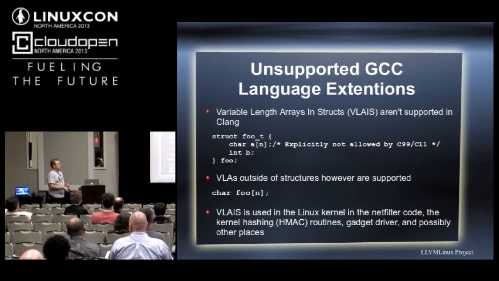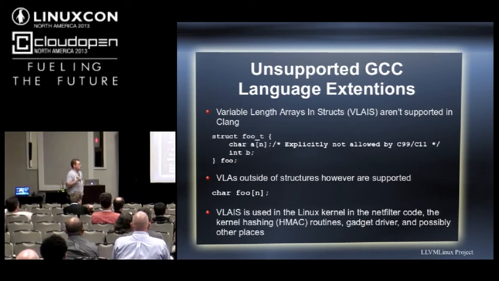The problem is when you put them into structs. So you'll see right here what we're doing is we've got a variable length array in a struct with something after it. Now, you can actually put an undefined array at the end of a structure. That is allowed by the standard. However, C99 and C11 explicitly forbid having a variable length array in a struct that's not at the very end.